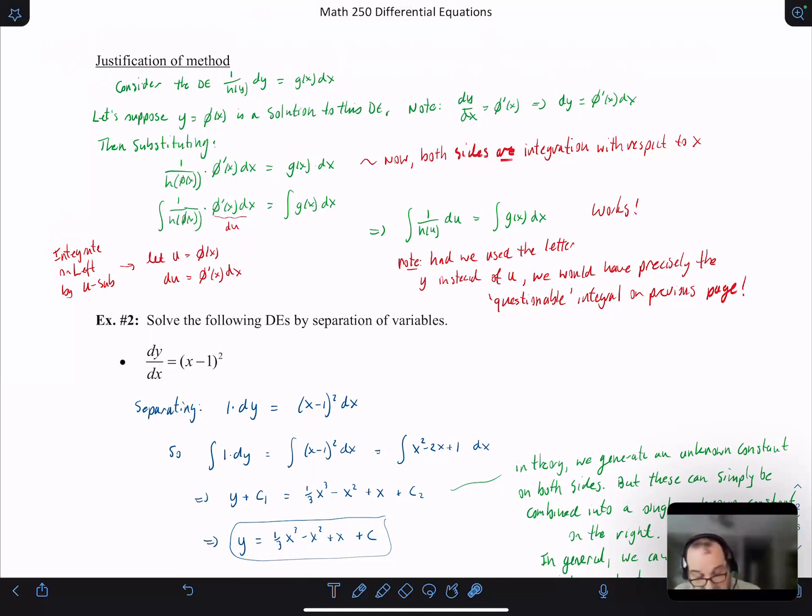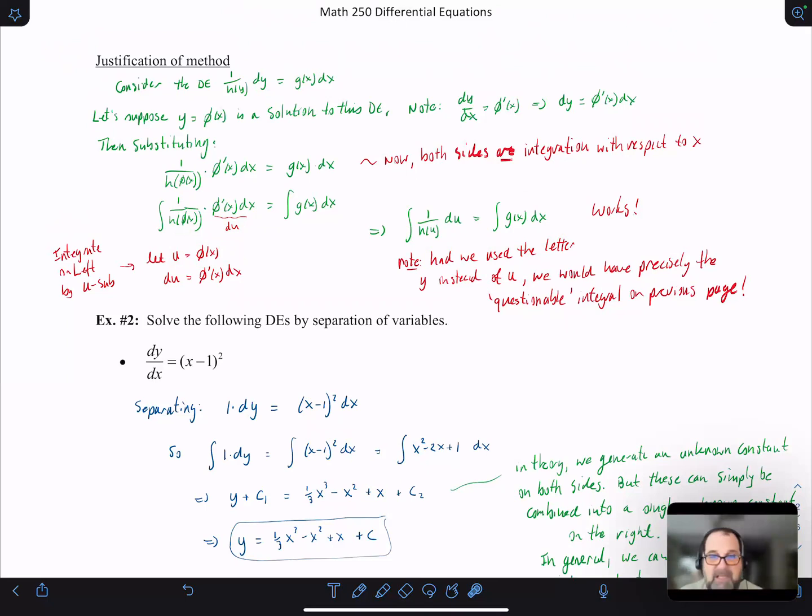Notice, to see it a little bit further still, effectively on the left-hand side, all you really have is a u-sub. If you let u be equal to phi of x, you get 1 over h of u, and then du would be phi prime of x dx. So you get 1 over h of u du. So this is what we get, and this is our method, right?